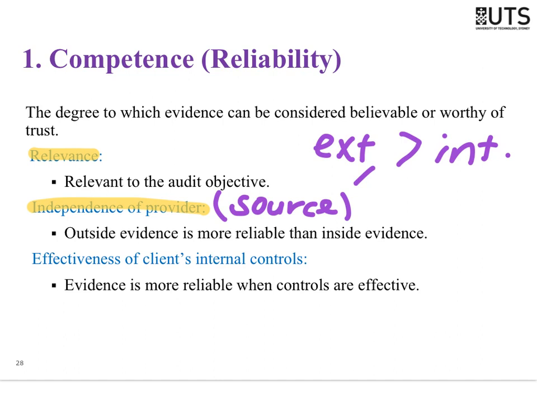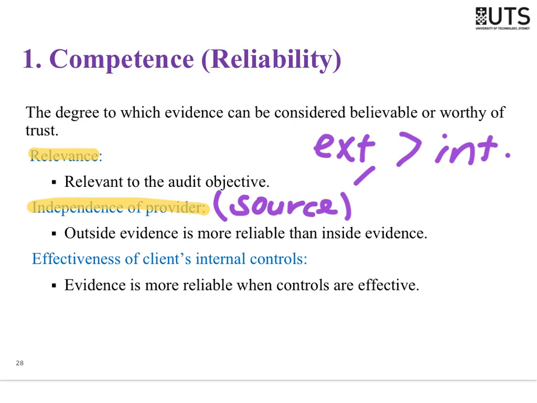Ladies and gentlemen, what am I trying to get back to? External sources of information, much more reliable than internal. As soon as information is prepared by the client or passes through the client to get to us, there's a risk that they might manipulate it. So therefore, the source of the information is very, very important, okay? Because there's that risk as soon as it goes to the client.